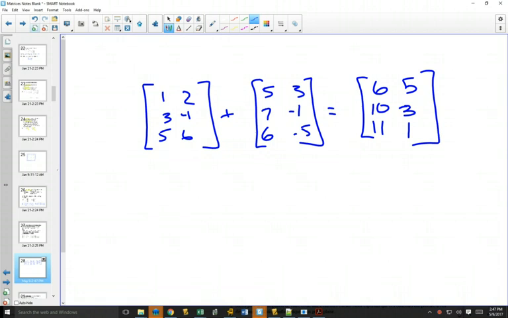How do we add matrices? Yeah, I see that blank look. No ideas?